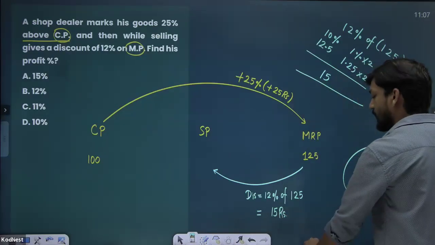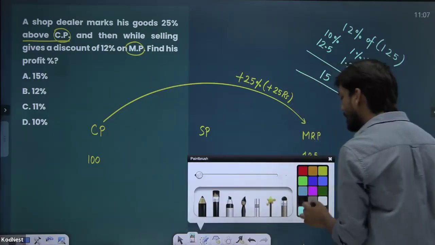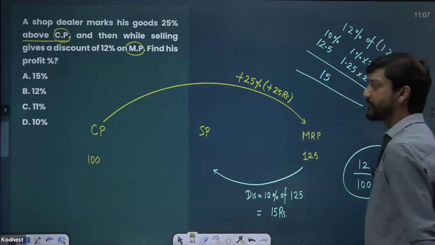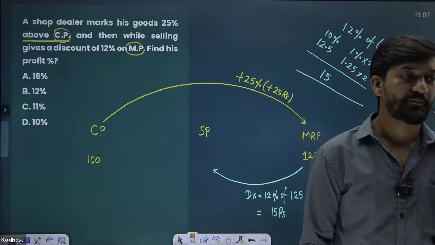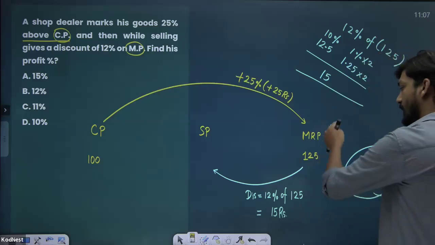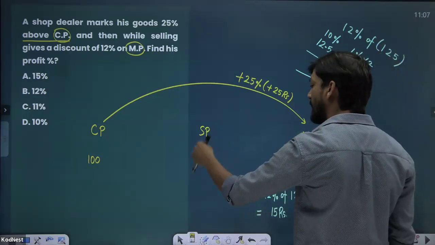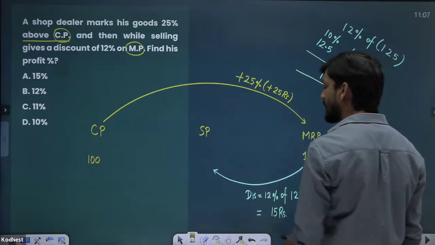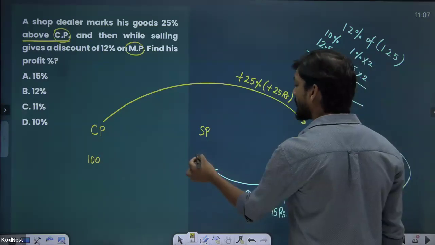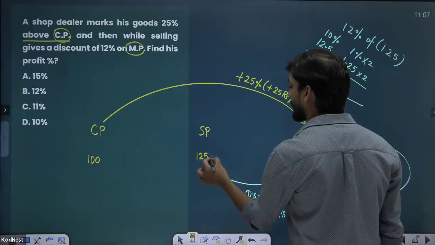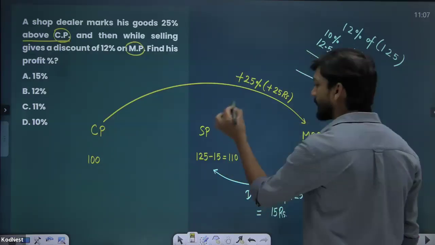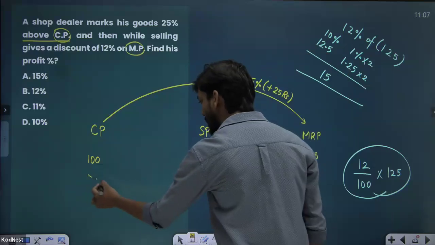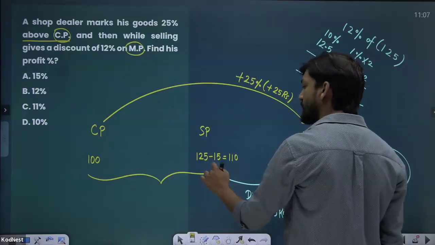All right. Discount should be subtracted or added? Answer, please. Subtracted. Once you subtract the discount, you will pay the remaining amount, which is called the selling price. So 125 minus 15 will give you 110. Okay, 110.